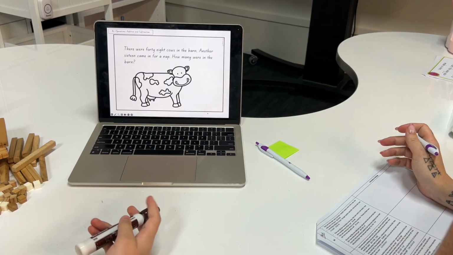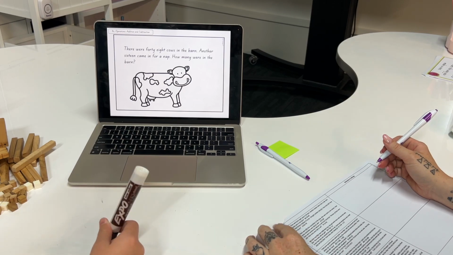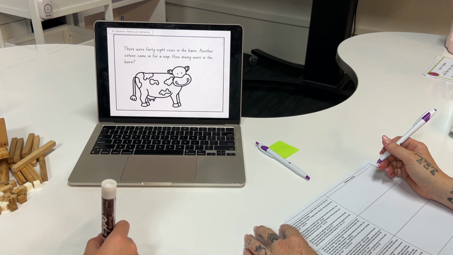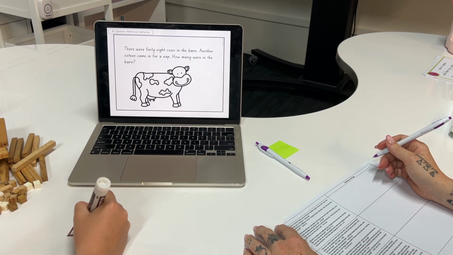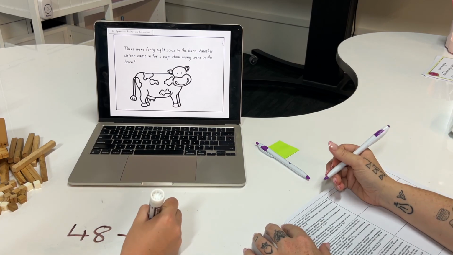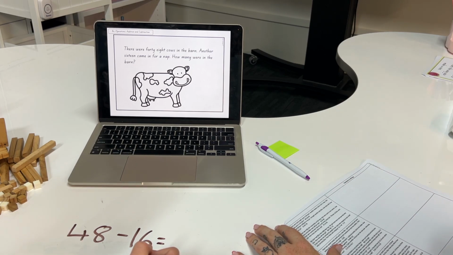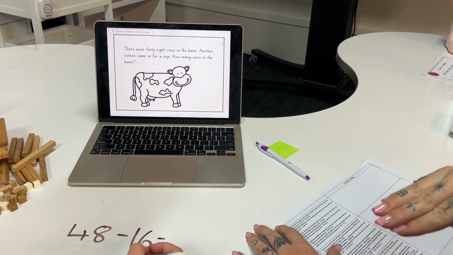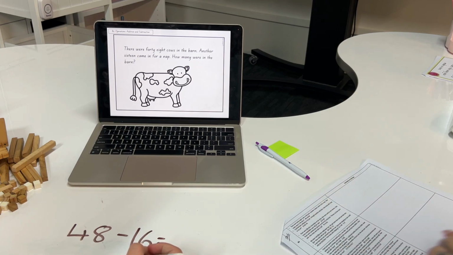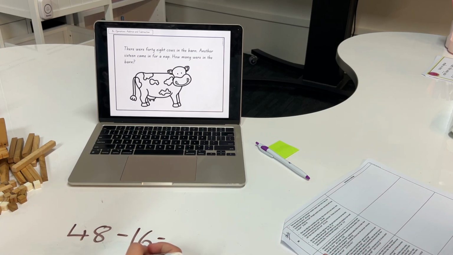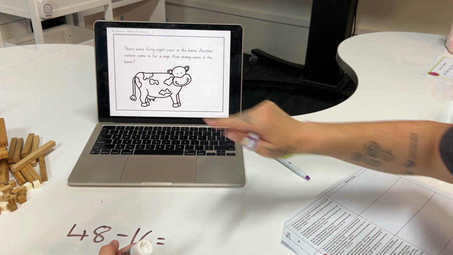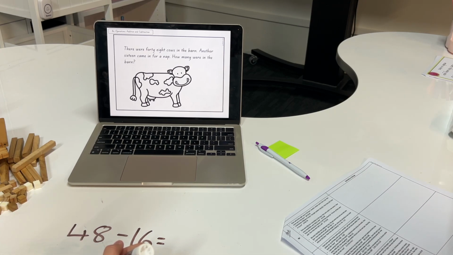Right, so there were 48 cows in the barn. Another 16 came in for a nap. How many were in the barn? So there were 48 cows in the barn. Another 16 came in for a nap. How many were in the barn? 32. Are we sure? Another 16 came in for a nap. So they've come into the barn for a nap. Oh. That's okay.